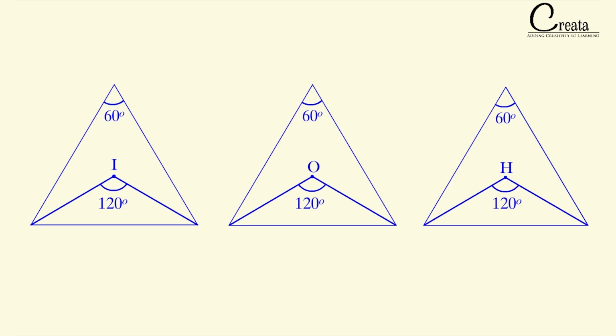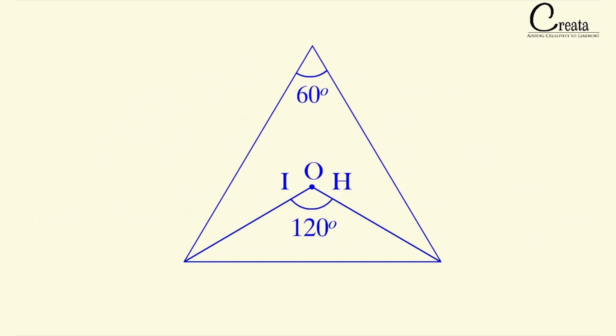That again proves all the 3 points are same and all these line segments are same for an equilateral triangle. So we got the angle formed at the various points of an equilateral triangle is 120 degree. Got it?